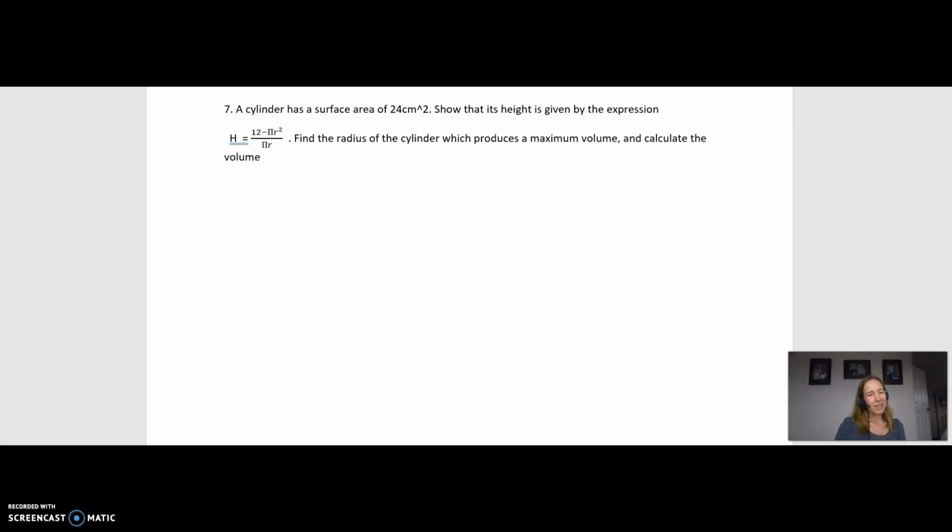Okay, I have to admit I had a lot of fun with this one. Let's get into it. Question 7. A cylinder has a surface area of 24 centimeters squared.